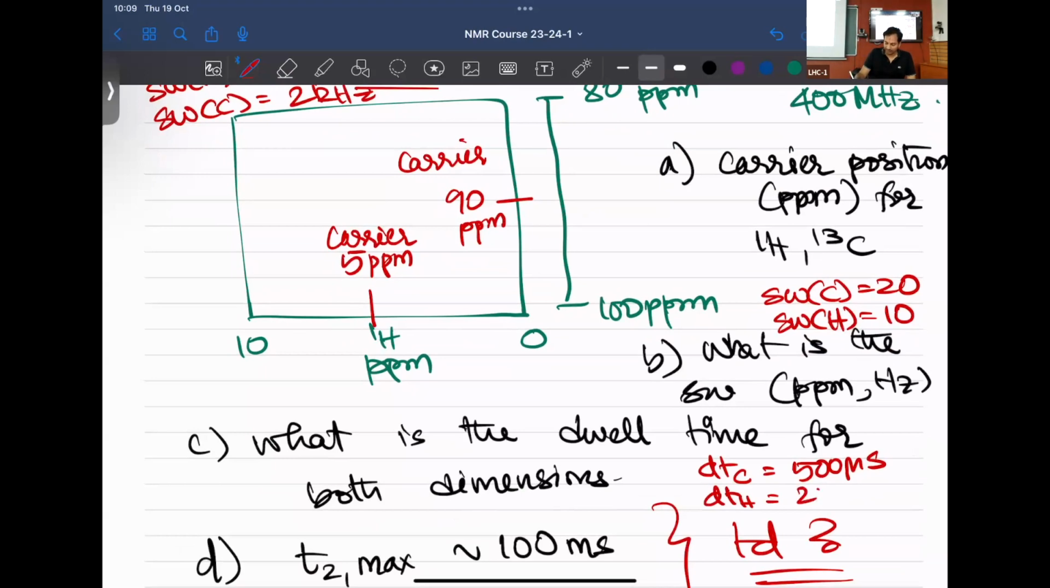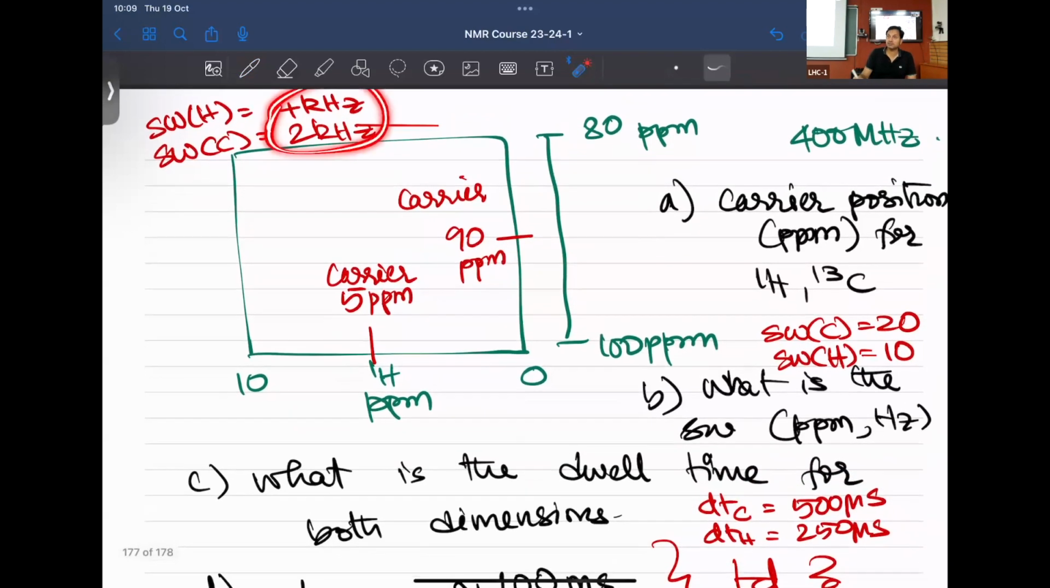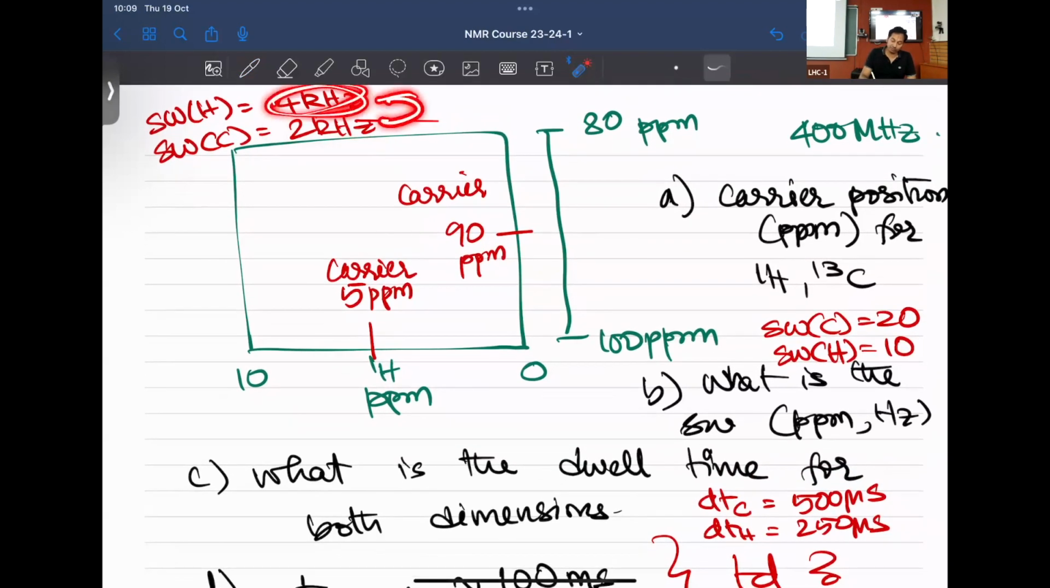250. Yeah. Slowly, you guys are able to observe that the dwell time is just dependent upon the frequency in hertz. If you increase the spectral width by twice, going from carbon to proton, you see that the dwell time just gets halved. 2 kilohertz, you have 500 microseconds. Doubling the spectral width only reduces the dwell time. It doesn't depend on the gamma. Do you see that?